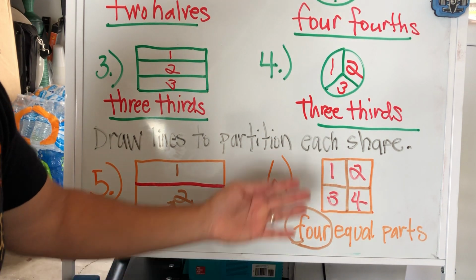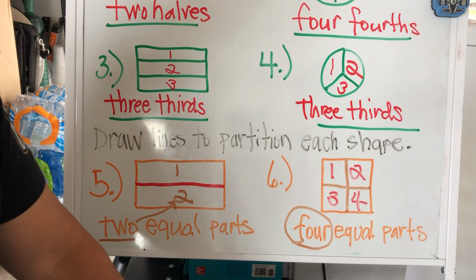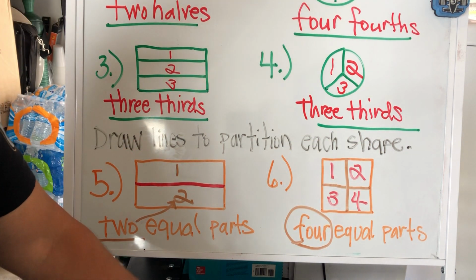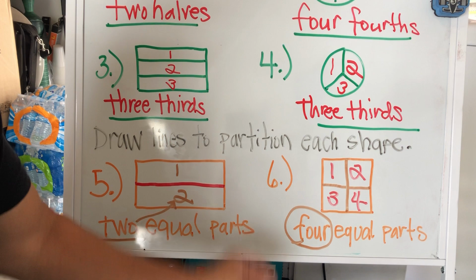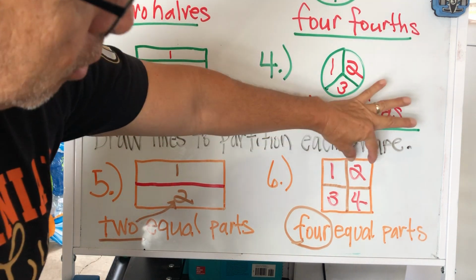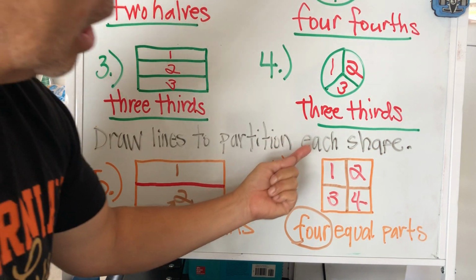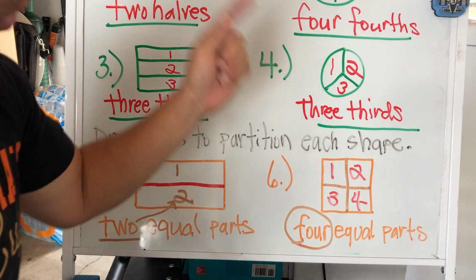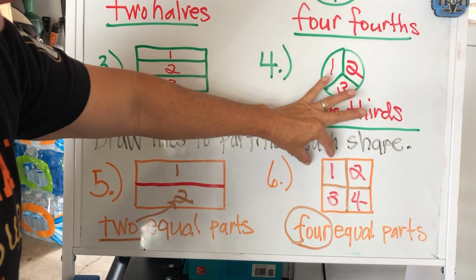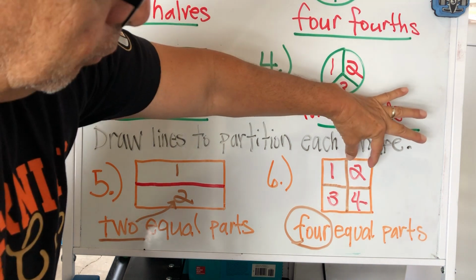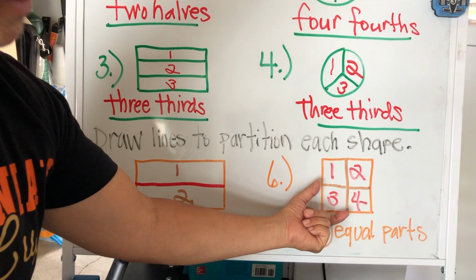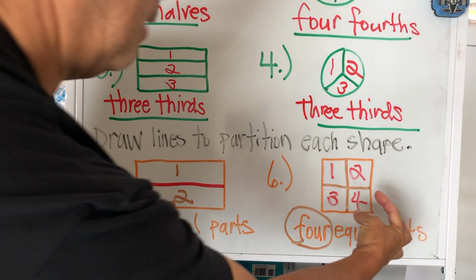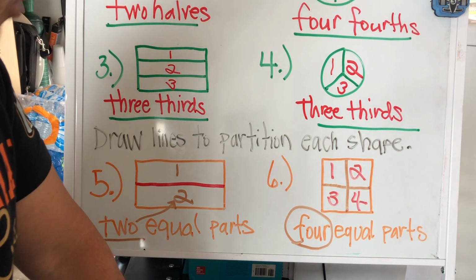Now, the last thing that we talked about was fourths. So this square we divided into fourths. Okay? 1/4, 2/4, 3/4, 4/4. Now each one of these little fourths is part of the whole square. So 1/4 is part of the whole square. 2/4 is part of the whole square. 3/4 is part of the whole square. And 4/4 is part of the whole square.